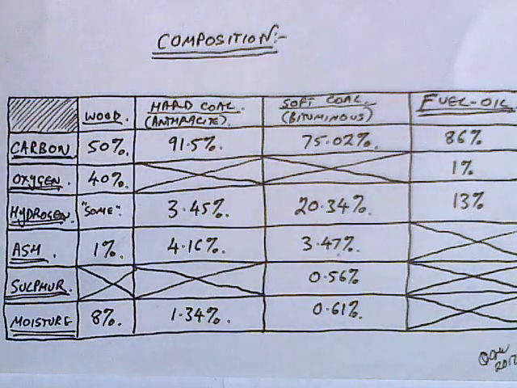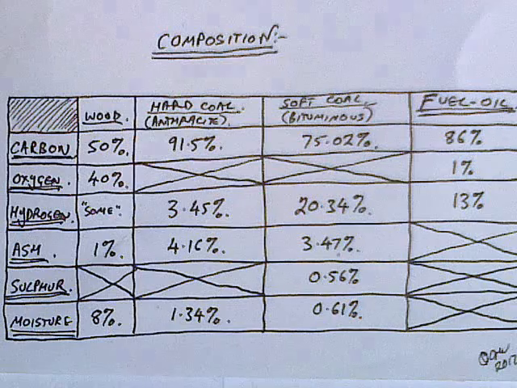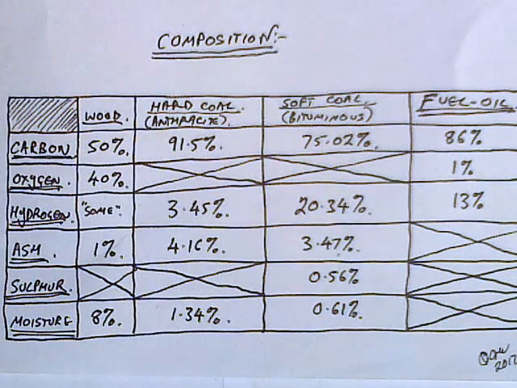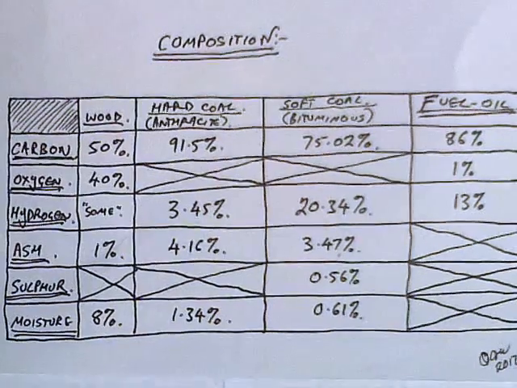Okay, so what's in this stuff? Wood, 50% carbon, 40% oxygen, some hydrogen, no sulfur, 8% moisture. Hard coal, 91.5% carbon, 3.45% hydrogen, 4.16% ash, 1.34% moisture. Soft coal, bituminous, 75.02% carbon, 20.34% hydrogen, 3.47% ash, 0.56% sulfur, 0.61% moisture. Fuel oils, 86% carbon, 1% oxygen, 13% hydrogen.